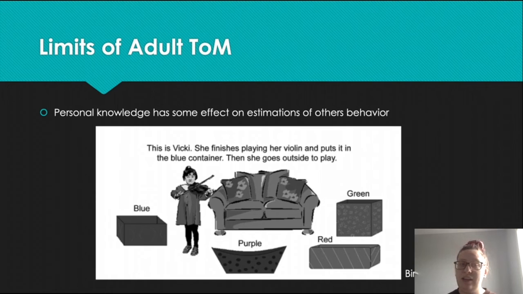Participants gave the highest likelihood to the blue container that the violin was placed in originally, but they also predicted a likelihood that Vicky would look in the original location, which now has a different container in it. This probability was significantly higher when participants were told that the violin was moved to that new box, suggesting that their own knowledge was impacting their ability to reason about where Vicky would look.